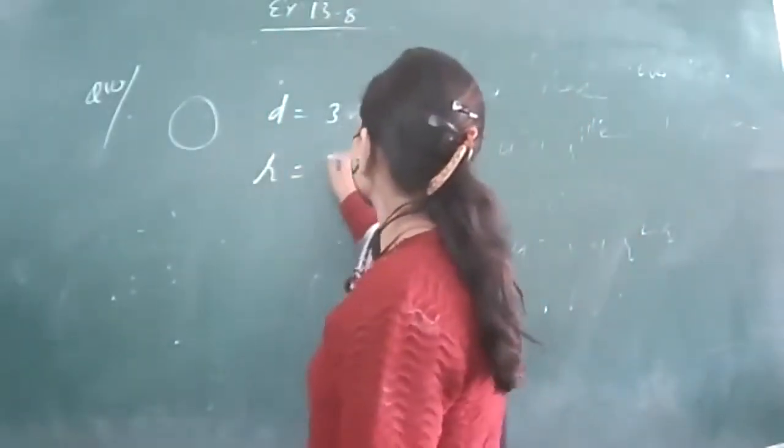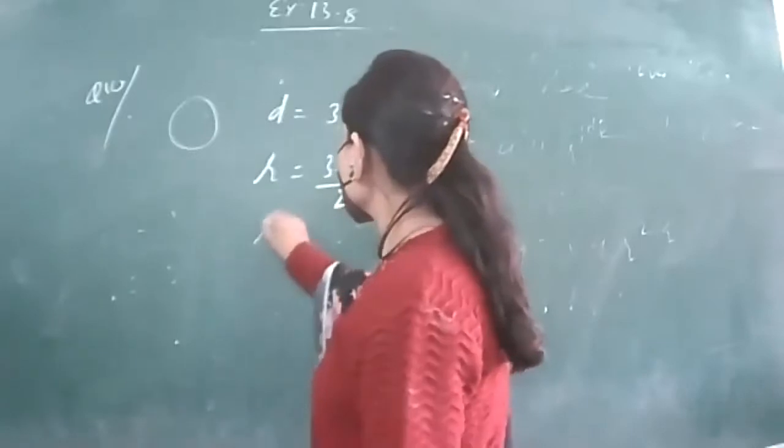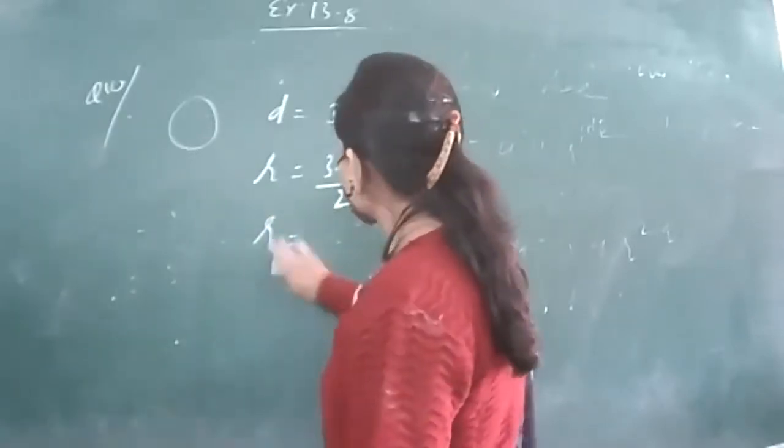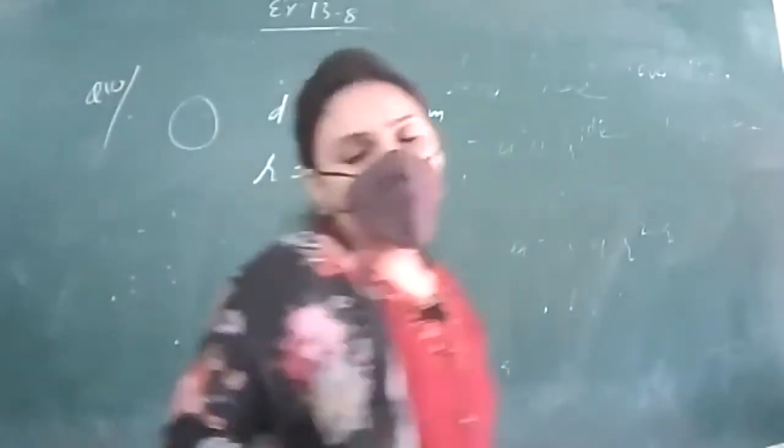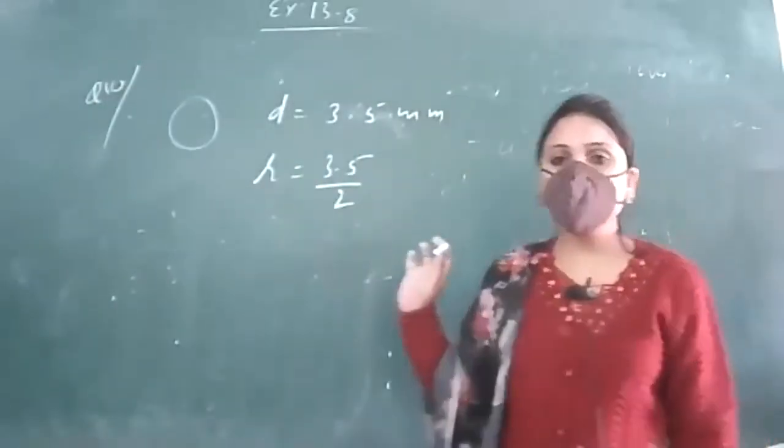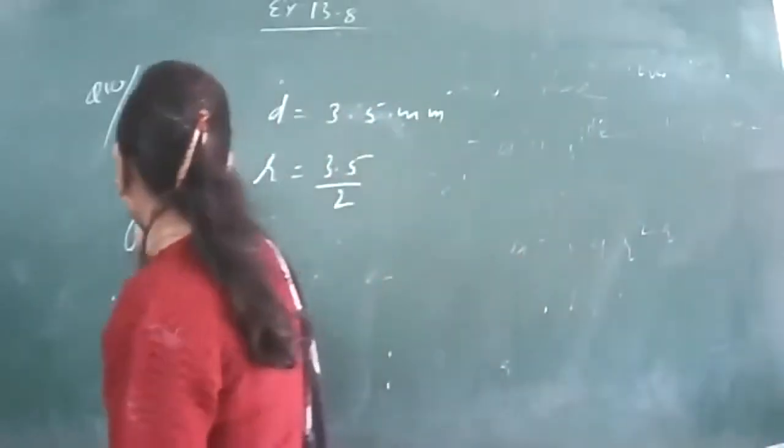So diameter is 3.5 mm, so radius is equal to 3.5 over 2. Let it be 2 as it is. No need to divide, cutting हो जाएगी. So 3.5 over 2 we are taking it, right? चलिए. So quantity of medicine.